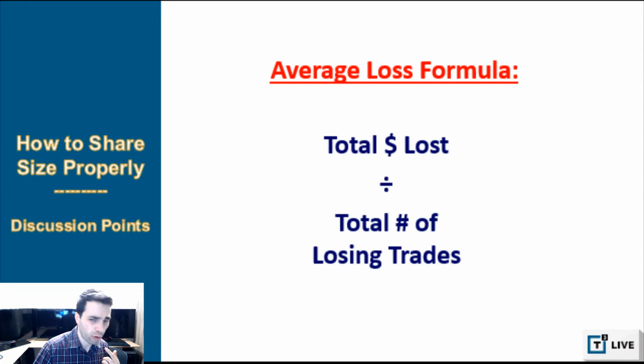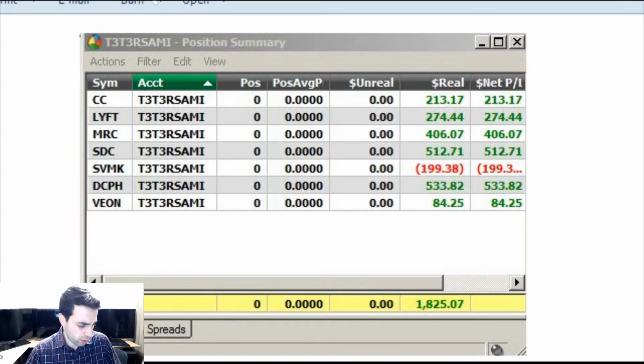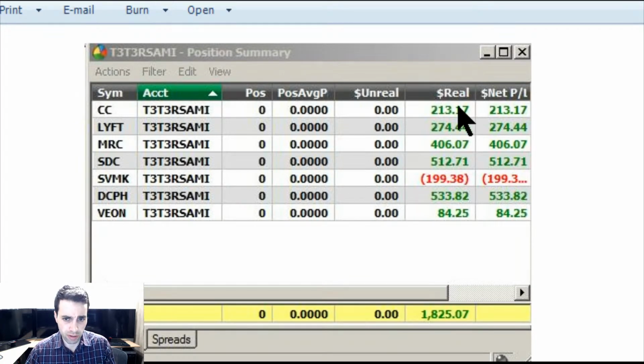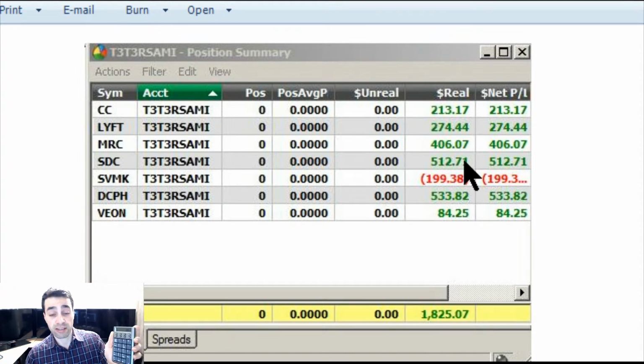Okay, here it is, the 14th. I'm looking for my P&L. I couldn't find it. Here's the 14th. We can do it on this, but that's a lot of trades, so it's going to take me a while. So the average winner in this case: 213 plus 274 plus 406 plus 512 plus 533 plus 84. That's 2,041 divided by 6. My average winner was $340.